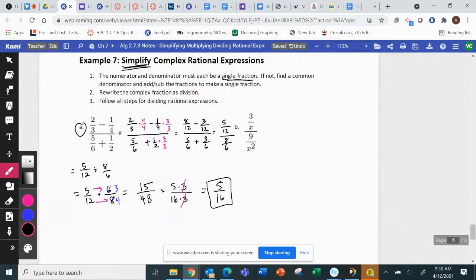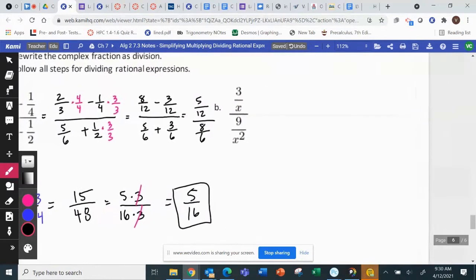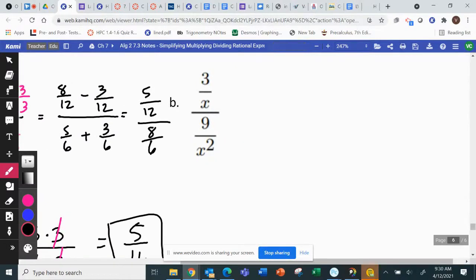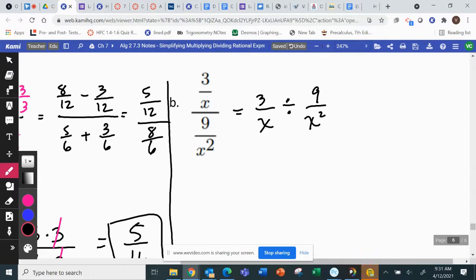Okay, question B. Now we have variables. We're going to do the same thing. Question B, we only have one fraction over one fraction to begin with, so we don't have to do that first step. So now we're going to go to step 2 that says just rewrite this as division: 3/x divided by 9/x squared. So that's my first step, rewrite this as division.